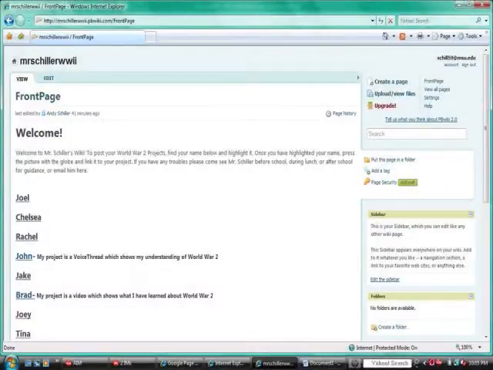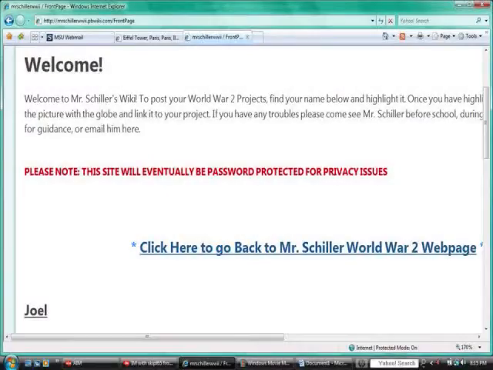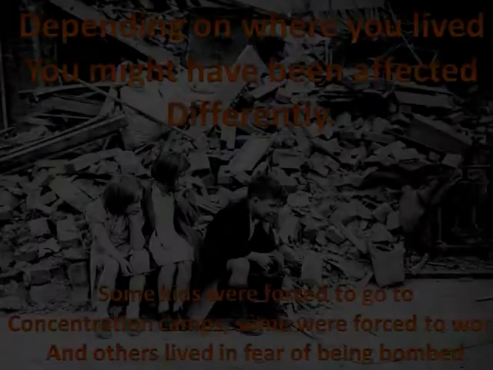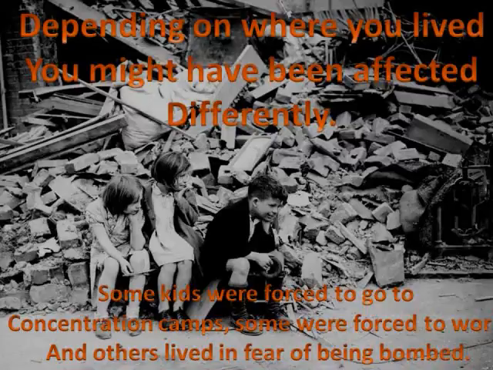When students are finished with their project, I will also create a wiki, in which all the projects will be showcased. The wiki will have a password to ensure only the students in the class have access to it. The students will be expected to write a 1 to 2 sentence summary of what they learned from the lesson on World War II, and then will be required to either upload or paste the link of their project to a class wiki.